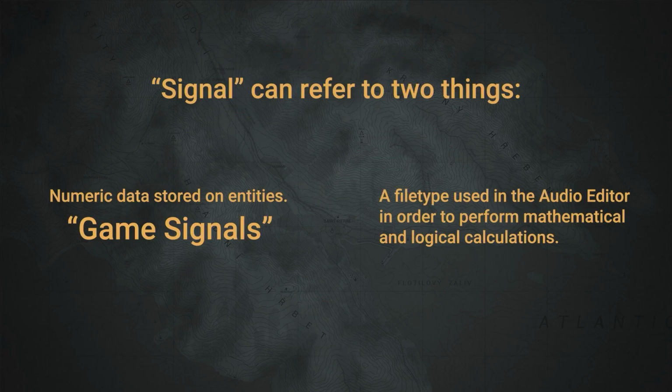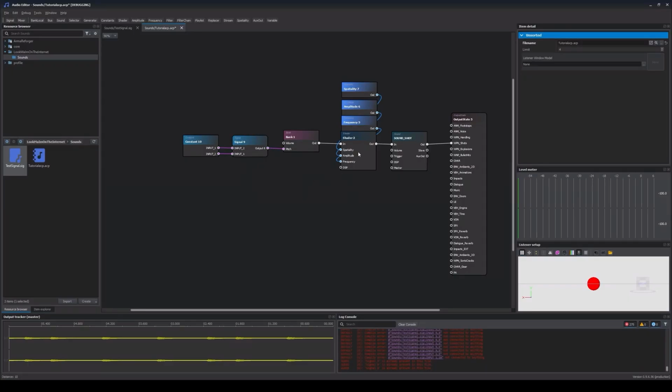Well, remember how we talked about that the term signal refers to two different things in the Enfusion engine? And how the other use of the term was to describe numeric data stored on entities so that other systems can use it? Well, guess what? The audio editor is one of these systems that can access these game signals. And where exactly? You might have guessed it, in our signal files.